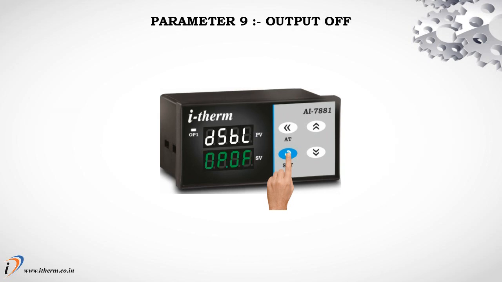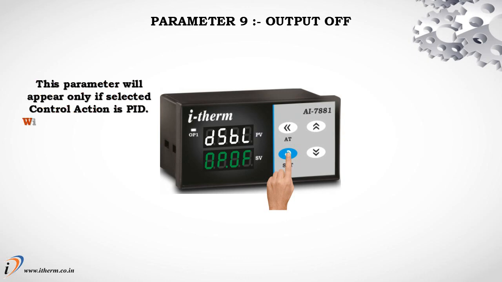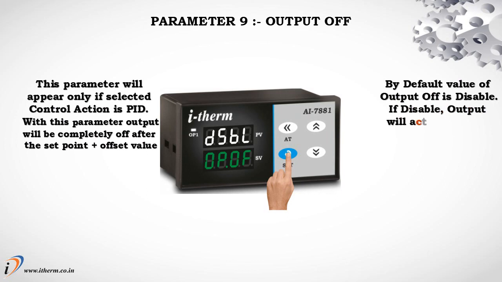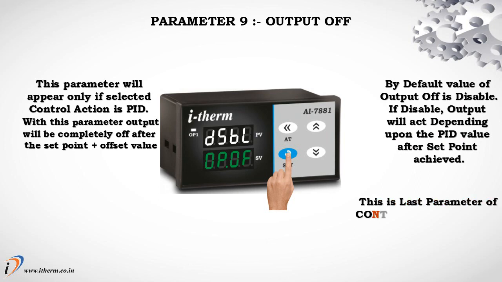Parameter 9, Output off. This parameter will appear only if the selected control action is PID. With this parameter, output will be completely off after the set point plus offset value. By default, the value of output off is disable. If disabled, output will act depending upon the PID value after the set point is achieved.